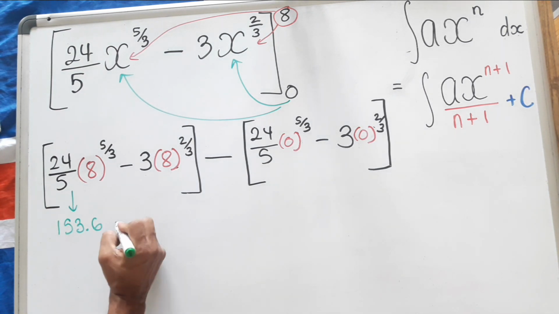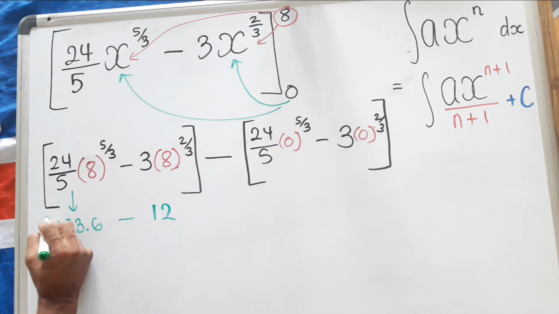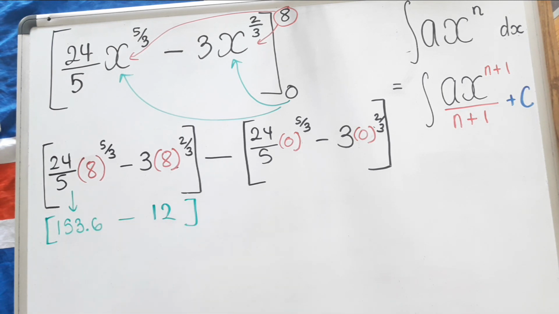Okay? I'm just double checking it. I was standing on a chair balancing and doing that. 8 to the power, sorry, 8 to the power 2 divided by 3. Yeah, seems that we're correct.